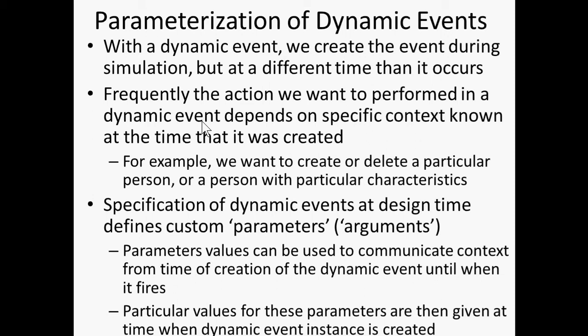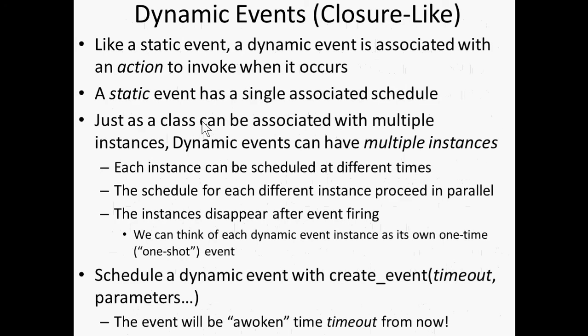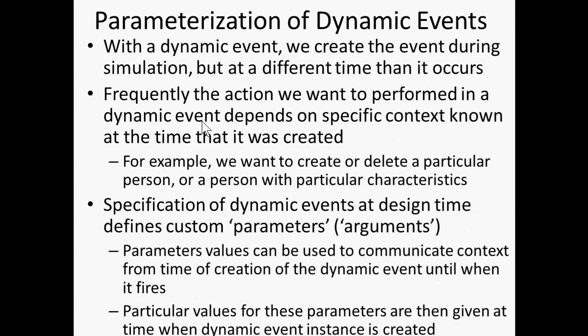Now, frequently the action we want to perform in a dynamic event depends on a specific context known at the time it was created. So typically with a dynamic event, we always create it for a later time. And the exact duration of time when we create it is given relative to now. It says time out here. If it's 6 times month, that's 6 months from now. If it were 3 times month, it would be 3 months from now. If it were 3 times day, it will be 3 days from now. We specify that at the time it's created. We say, create me an appointment event 3 months from now. Boom. Create me an appointment event 3 days from now. Boom. It's created. And it's just waiting to go off then.